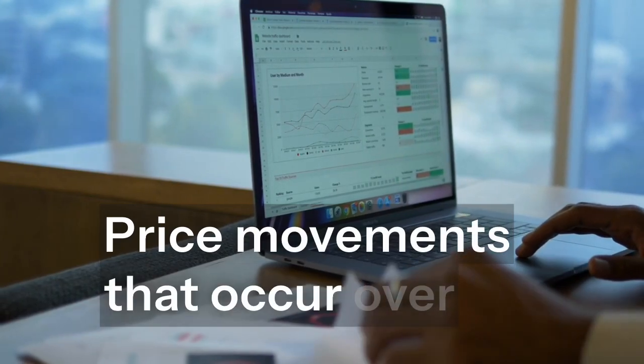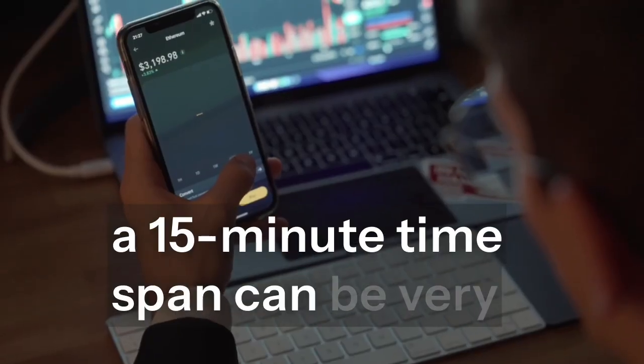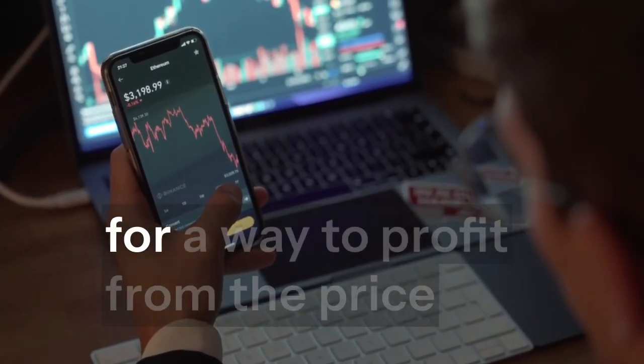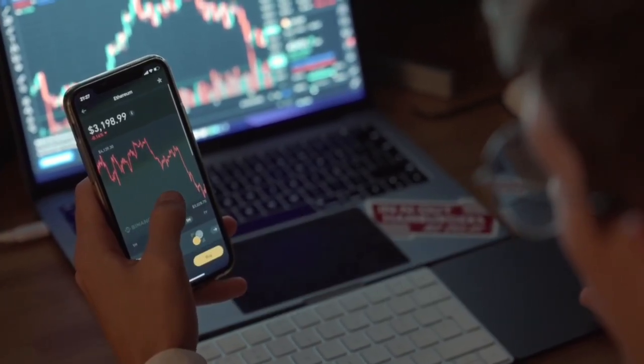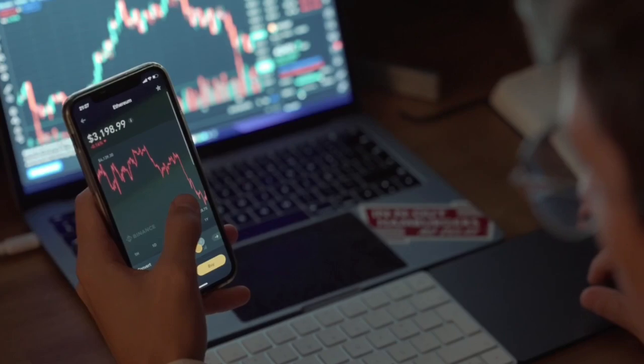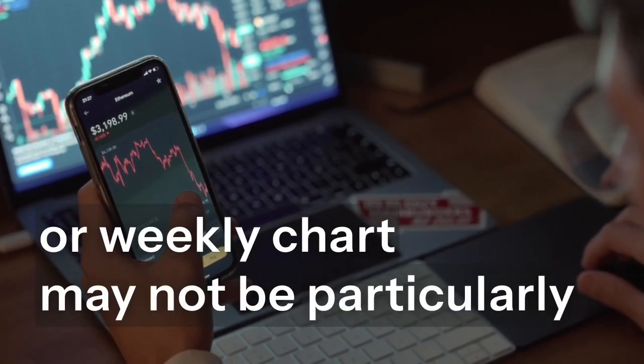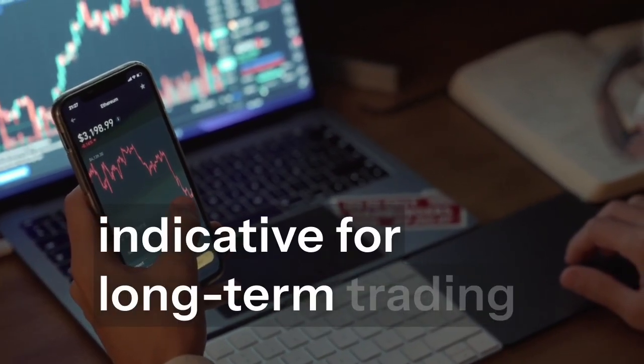Price movements that occur over a 15-minute time span can be very important to day traders looking for a way to profit from the price swings that occur throughout the trading day. However, the same price movement viewed on a daily or weekly chart may not be particularly important or indicative for long-term trading purposes.